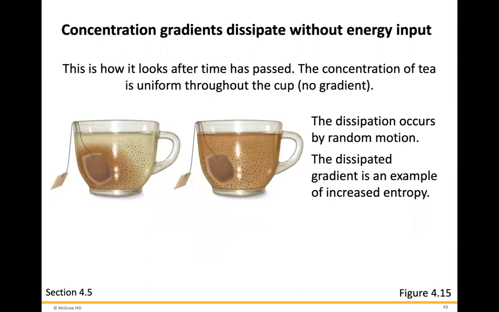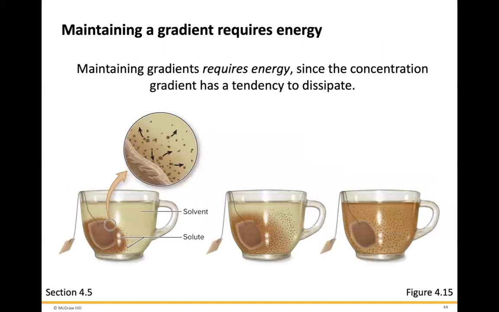Now, concentration gradients dissipate without energy inputs. This is how it looks after time has passed. The concentration is uniform throughout the cup, where there is no longer a gradient. The dissipation occurs by random motion. The dissipated gradient is an example of increased entropy. Now, maintaining a gradient does require energy, since concentration gradients have a tendency to dissipate.